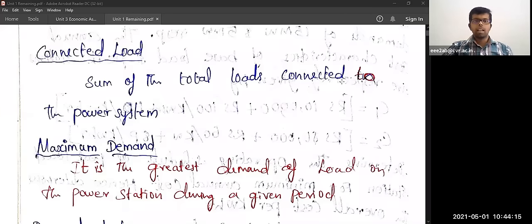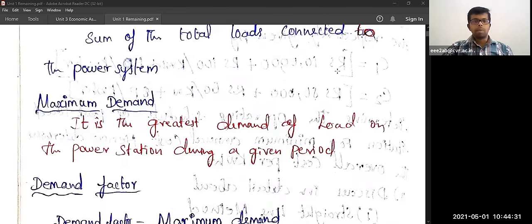What is meant by the connected load? Connected load is nothing but the sum of the total loads connected to that particular power system. That is called the connected load. That is nothing but the sum of the total loads connected to the power system.